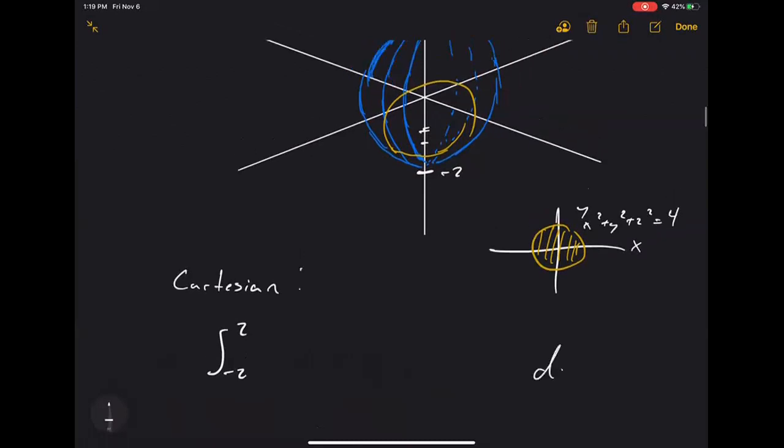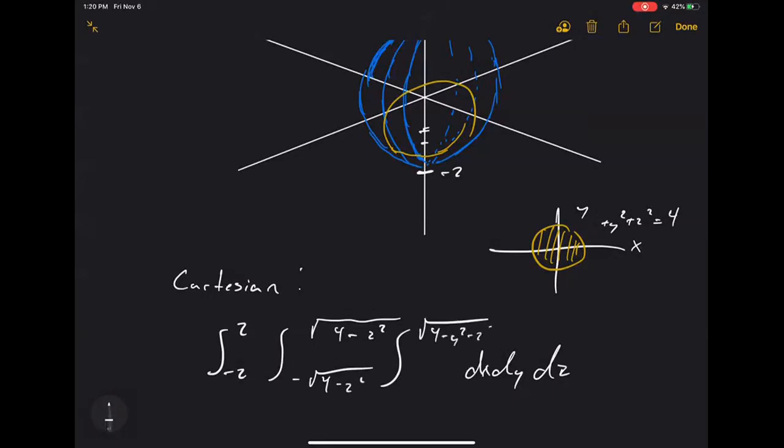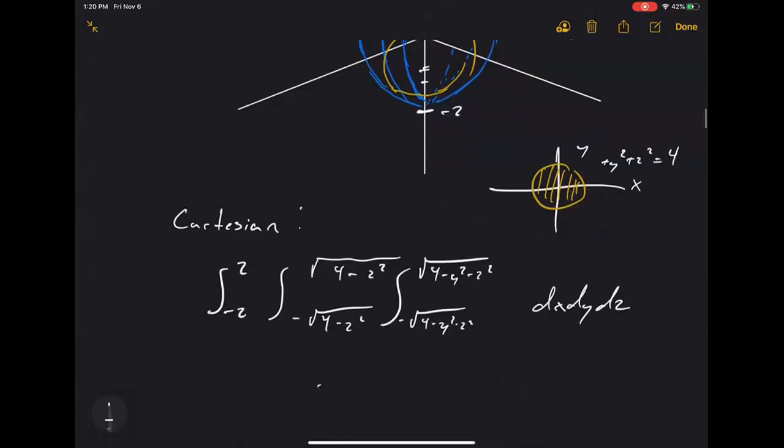So let's say I want to do dy here. Then y would be between positive and negative square root of 4 minus z squared, and x would be 0, okay, for these bounds. And then my x bounds would be what? Square root of 4 minus y squared minus z squared, negative square root of 4 minus y squared minus z squared, I believe. Okay, I believe that should be correct. Feel free to check me on that.